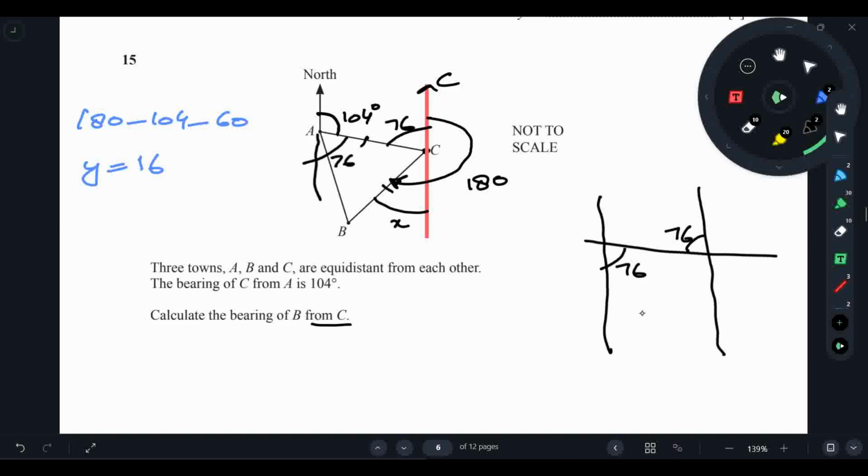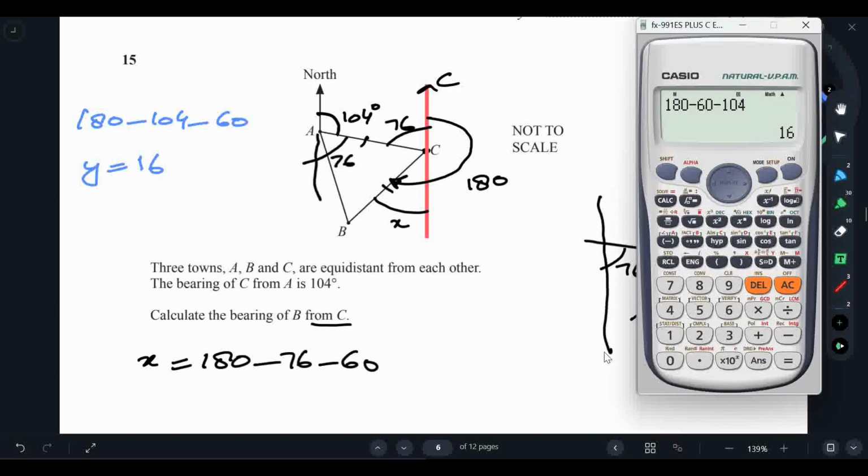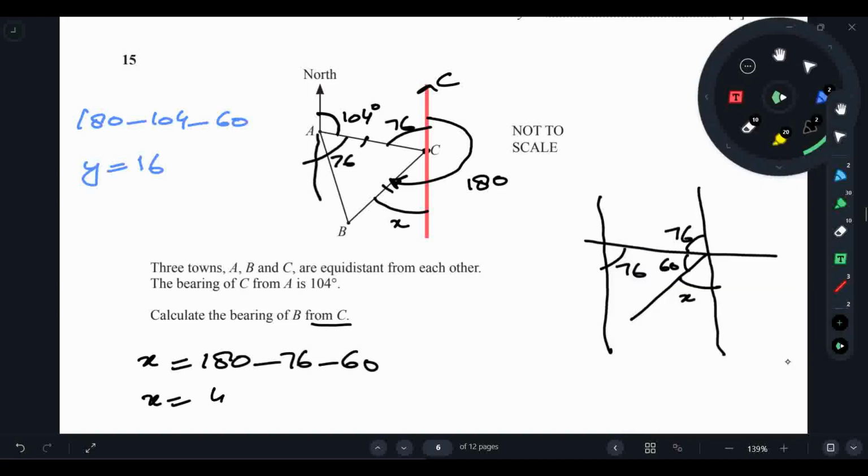Now we know that this angle is 76, this angle is 60. So we can easily find the angle x. So x will be equal to 180 degrees minus 76 minus 60. So x will be equal to what? 180 minus 76 minus 60. So this will be equal to 44 degrees. x is equal to 44 degrees.